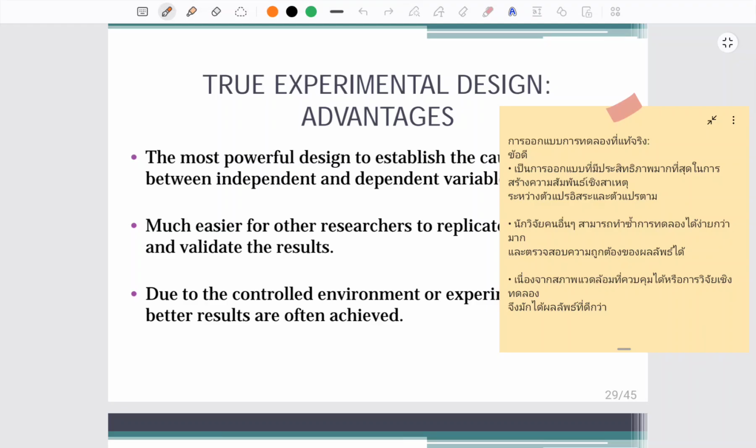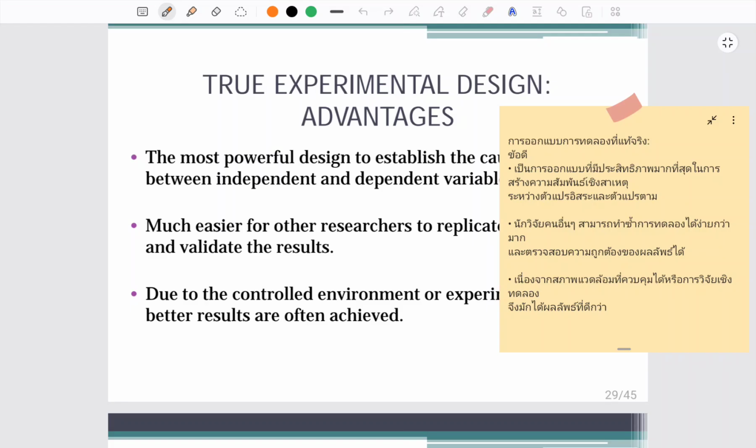Because in the experimental study design, we control most of the variables as much as the researcher can, the result may come as the researcher expected, because we control what we want.